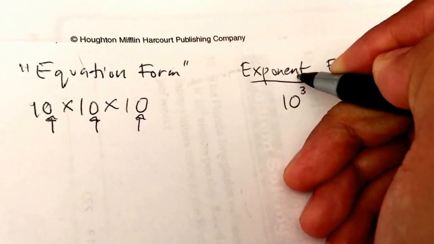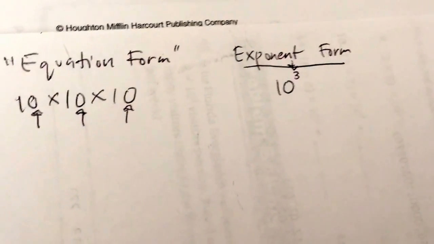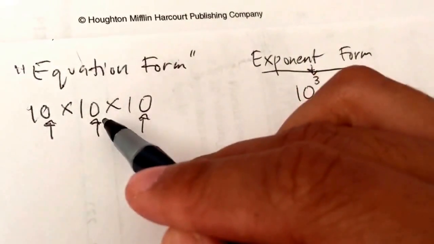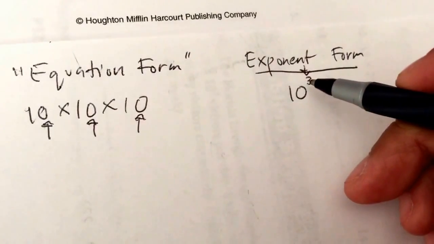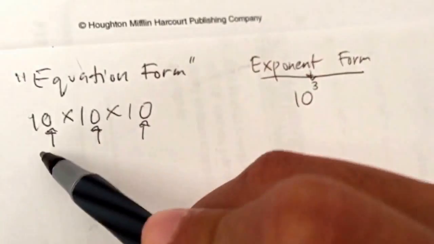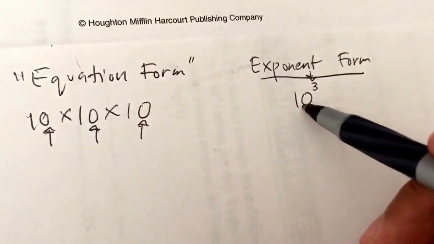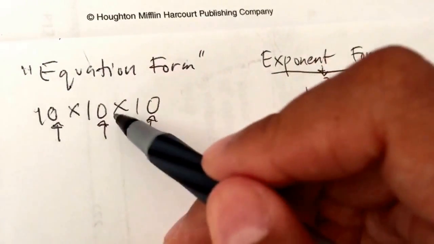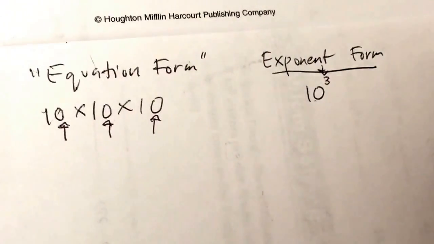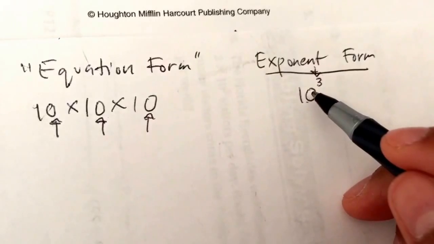And this right here is called the exponent, the small number. So the large number, the base number, is 10, because that's the number that we're repeating. And the small number is the exponent, and that's how many times we're repeating it when we're multiplying. So you can see that the base number is 10. 10 is being repeated, 10, 10, 10. And then we're repeating it 1, 2, 3 times, 3 place values of 10. So this is the third power of 10.